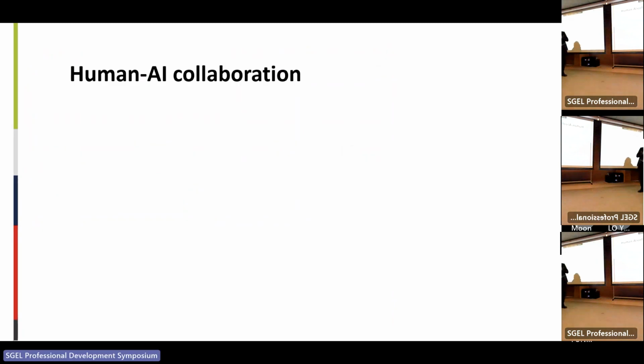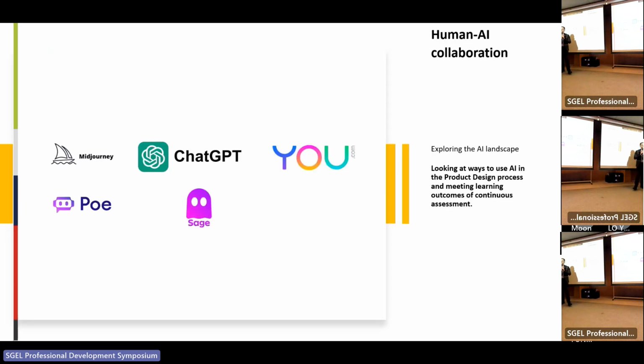And then human-AI collaboration. So we actually try to encourage students to use some of the AI programs that are available to incorporate it into the product design process. So the process is you first have to research and find some problems to solve, and you have to find the background information to do that as well. And then you have to come up with ideas. That's the brainstorming part. And then afterwards, you have to actually draw the design and make the product. So these are some of the things that we ask students to have a look at.